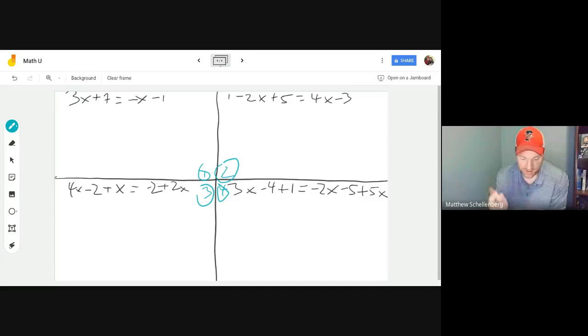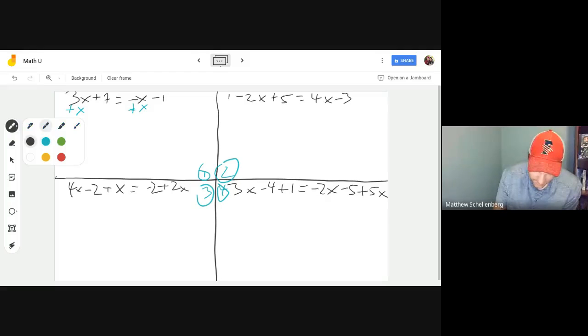So let's get the x's on the same side. So we can add 1x to both sides. That's a plus. We're going to add plus x over here, and that is going to give us 4x plus 7 equals -1.